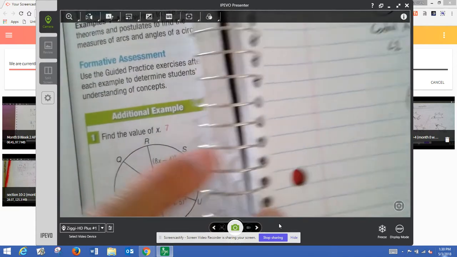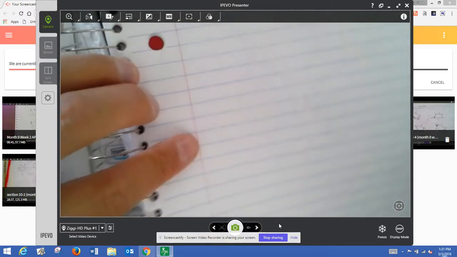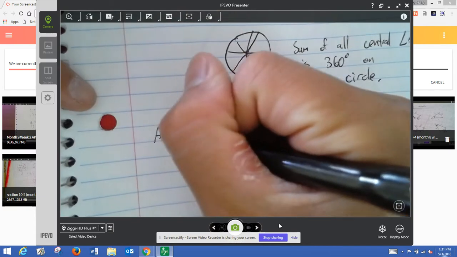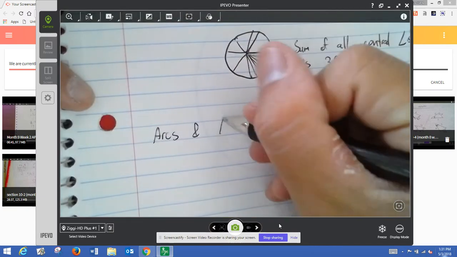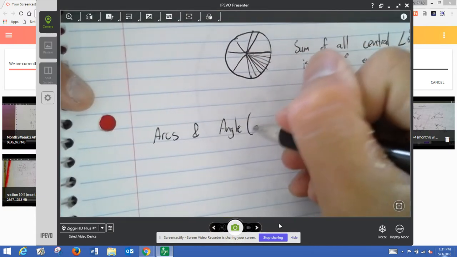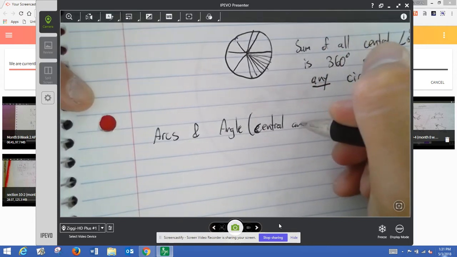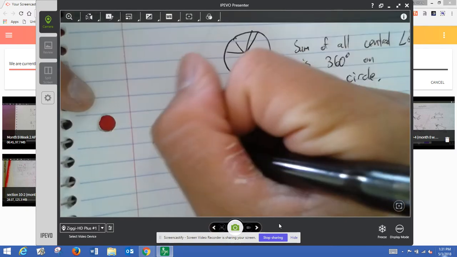So let me give you a quick example here. Arcs and angles. So please, central angles. Let me write that, central angles. Write this in your notes, please.